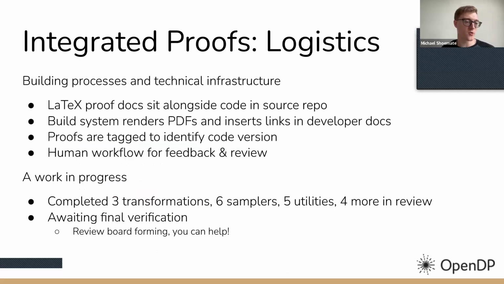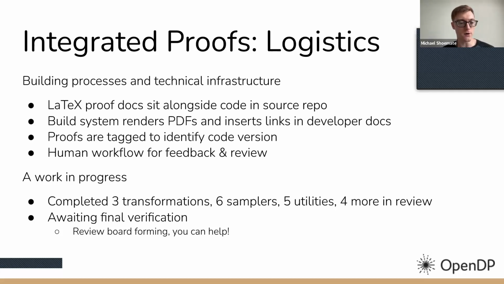So the way this works is LaTeX proof documents sit alongside code in the source repository. And whenever we cut a release for the library, the PDFs are automatically rendered and injected. The proofs are tagged to identify which version of the code they're proving, and they let you know if something is out of date. And to incorporate new proofs in the library, we've got this human workflow for giving feedback and reviewing the proofs. This is a work in progress.